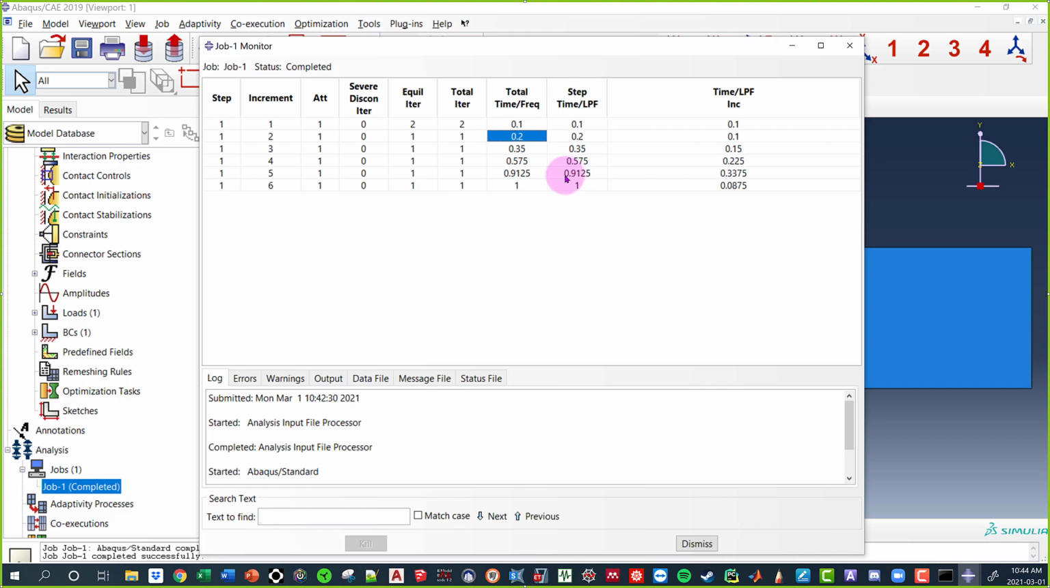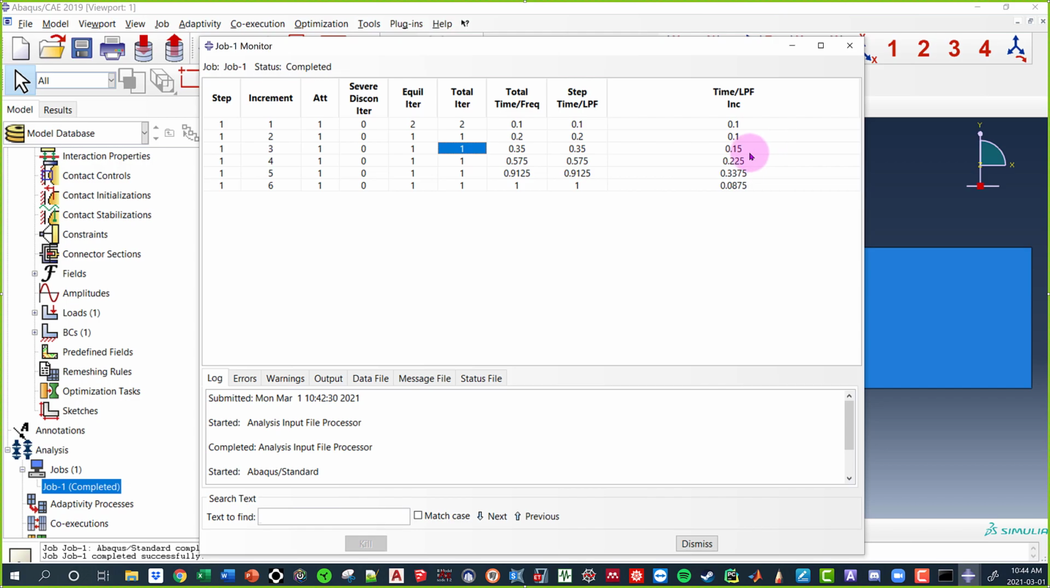So now ABAQUS is saying, under these steps, with 0.1, everything is going smooth. There's nothing going on that's too crazy. Nothing's diverging, anything like that. So instead of going up by 0.1, I'm going to go up by 0.15. So this is that increment over here. And then it does it, and it's successful. It only took 1 Newton-Raphson iteration to get over there.